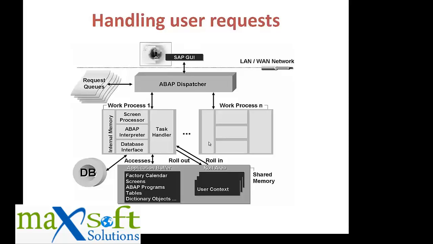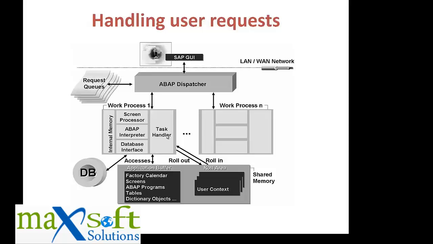So the work process has different areas to do this. For example, it has a task handler, it has its own memory, and it has an ABAP interpreter. If I have to process some information, the program which is going to process it has to be loaded from the database. So we have an ABAP interpreter to interpret that program after it is loaded. The database interface allows me to communicate with different types of database. The task handler coordinates all these activities.